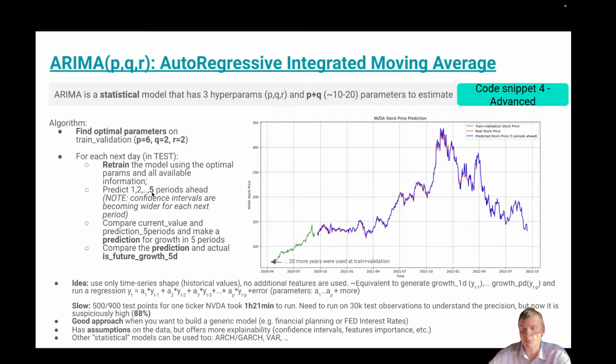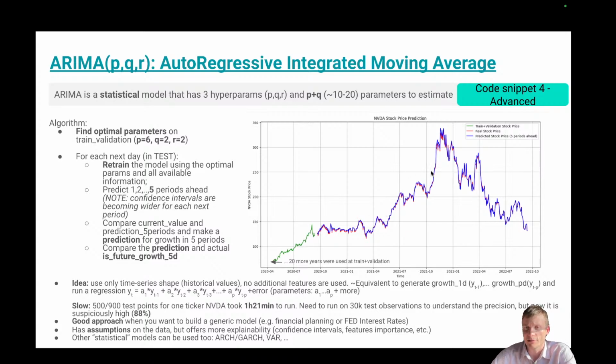We want to know whether the future stock price will be positive or negative, and the future in this context, because the variable that we compare with is called future growth 5 days, means we need to make five predictions. And for this statistical model, it's not very good, because the further you go away from the current prediction, the worse it gets.